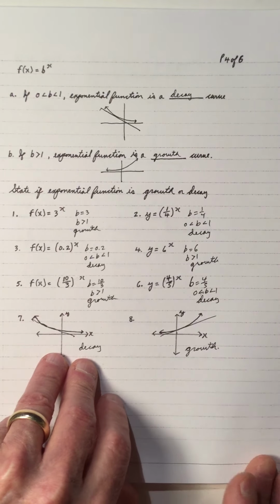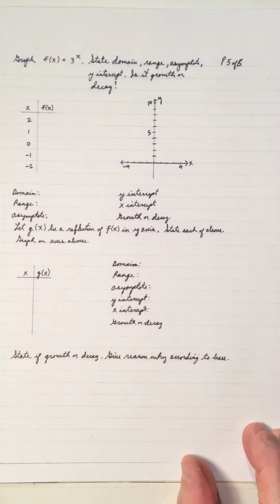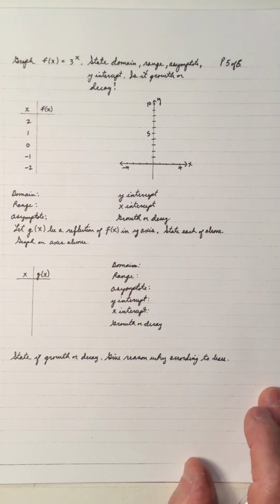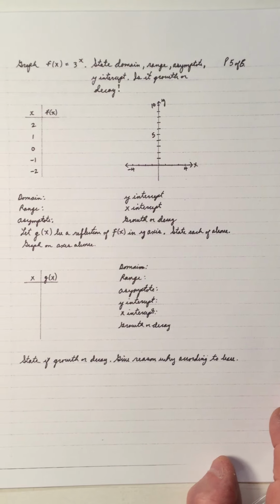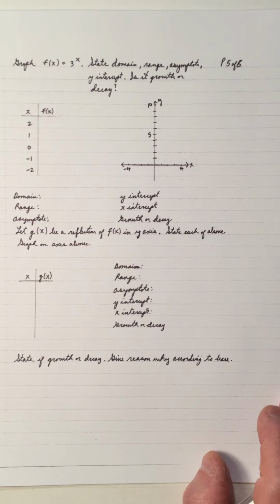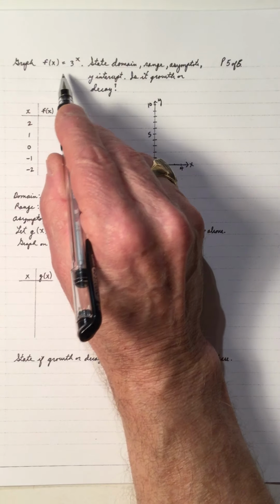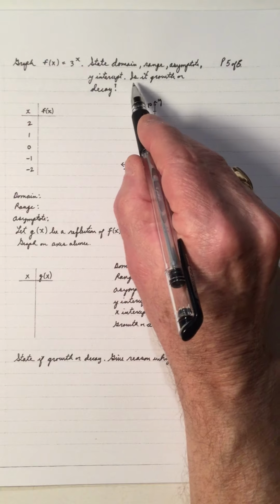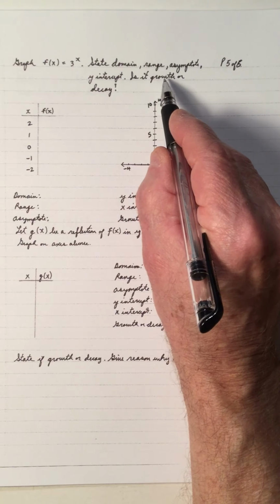Okay, let's continue. Now let's look at the graph of f of x. Let's see if we can get the graph here. There. The graph of f of x equals 3 to the x. State the domain, the range, the asymptote, the y-intercept, and if it's a growth or decay.